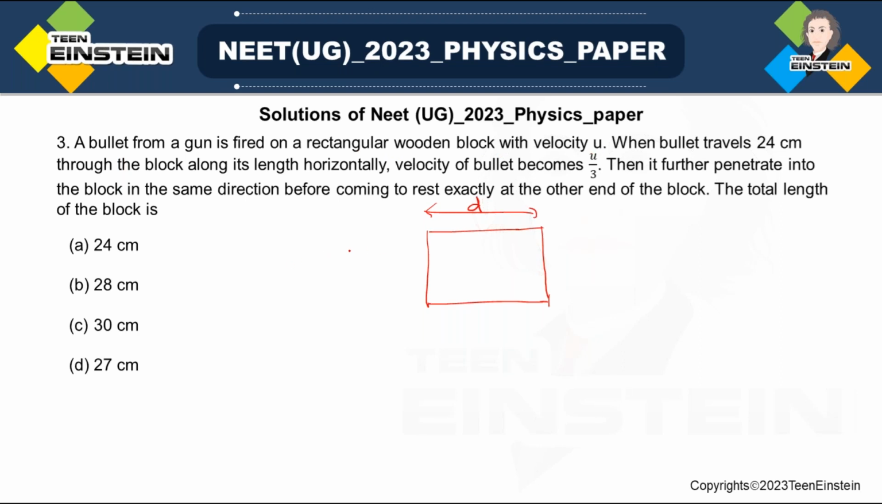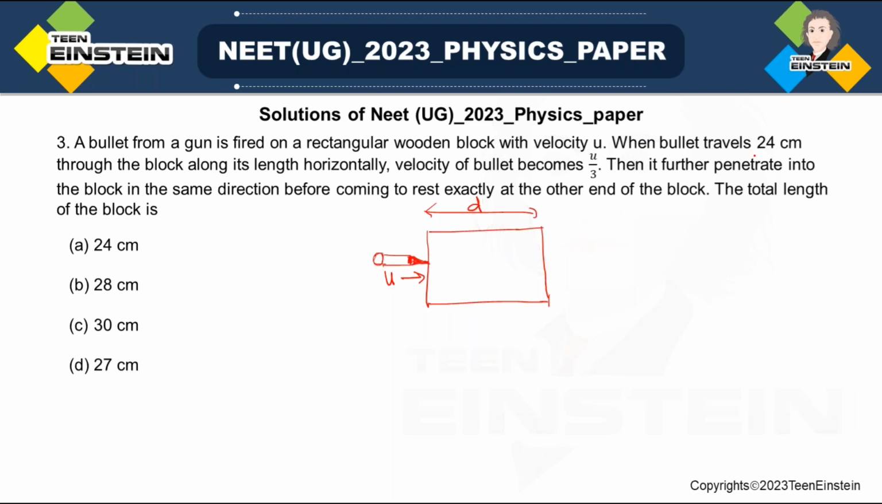So a bullet is fired, and it comes and hits this block with an initial speed. What is that speed? That is u. The speed was u while hitting here. All right.